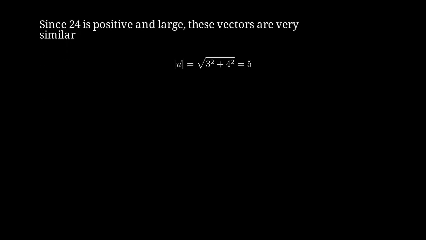The magnitude of u is the square root of 3 squared plus 4 squared, which equals 5. The magnitude of v is also 5. Using our formula, cosine of theta equals 24 divided by 25, which is 0.96. This gives us an angle of about 16.3 degrees, confirming these vectors are very similar.